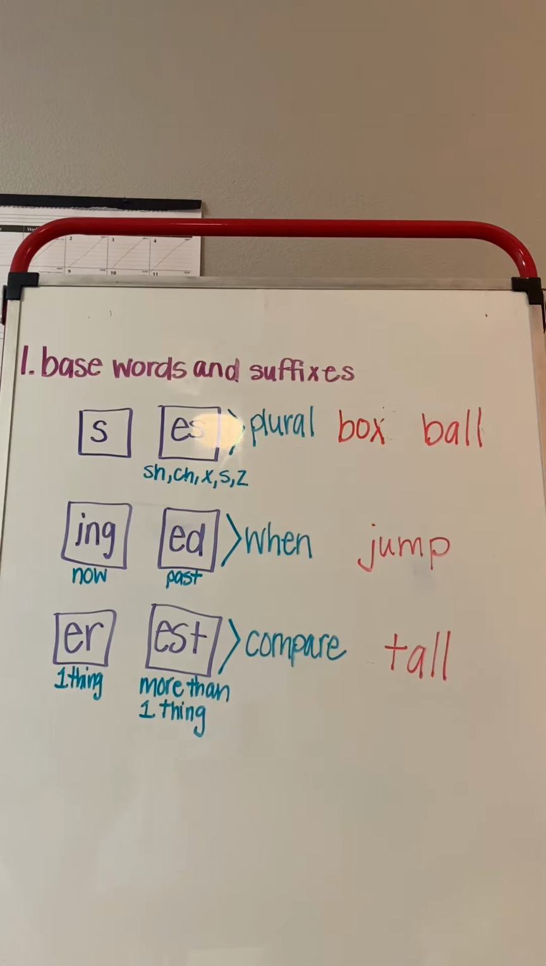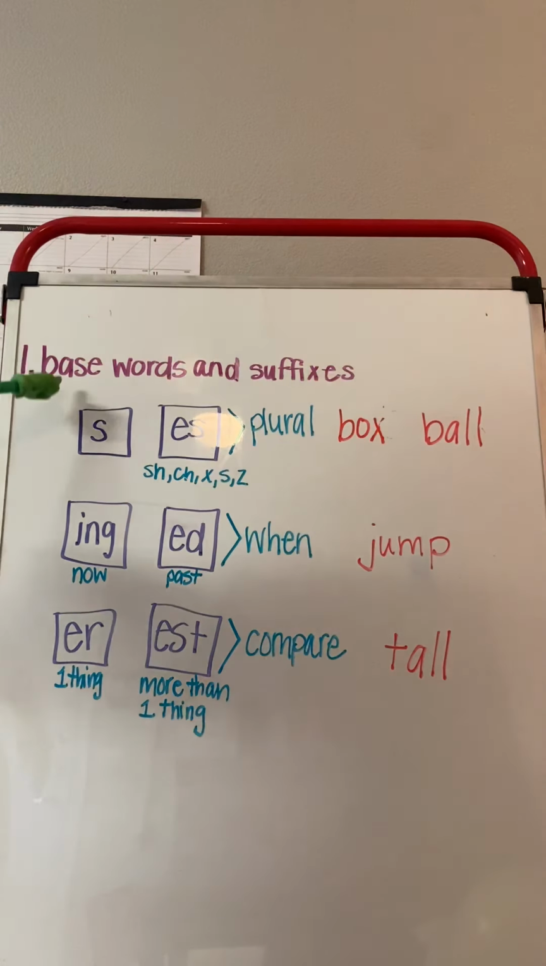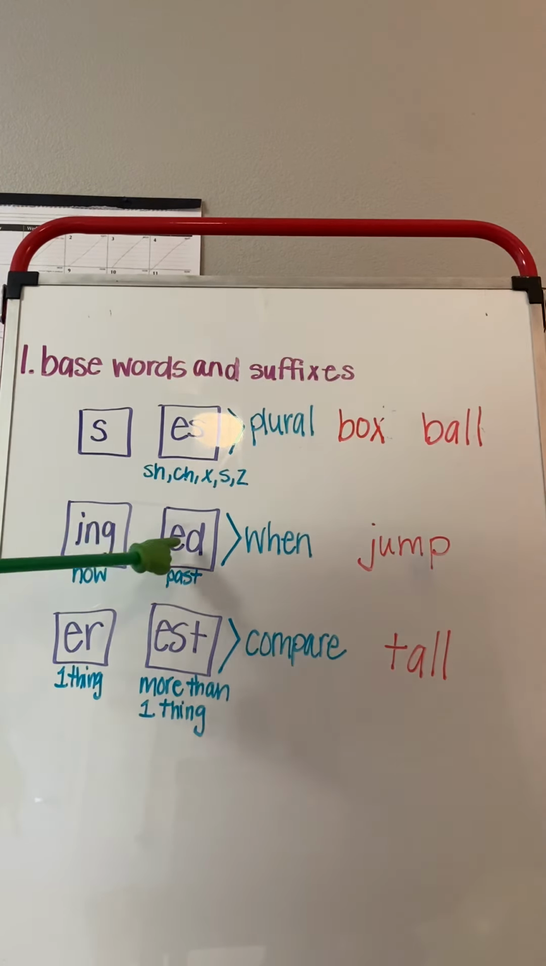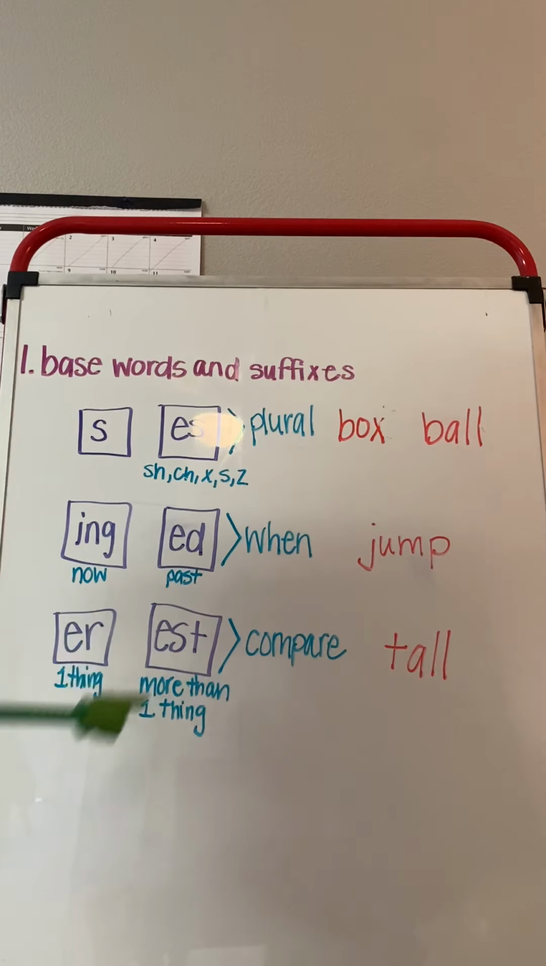If you remember right, Unit 4 was all about base words and suffixes, okay? Remember, suffixes are things that we add to the ends of our words that help us change the meaning of those words. We learned about 6 different suffixes: S, ES, ING, ED, ER, and EST.